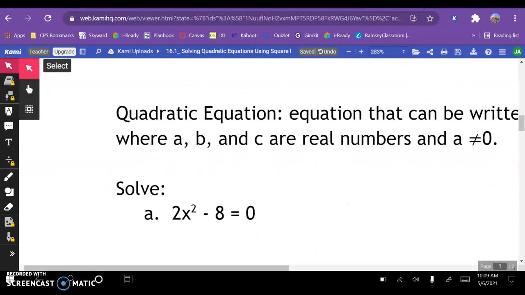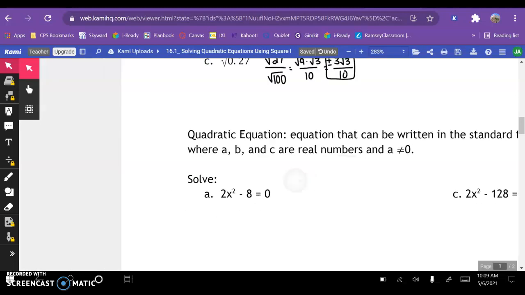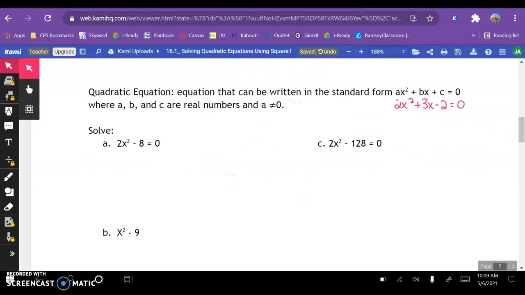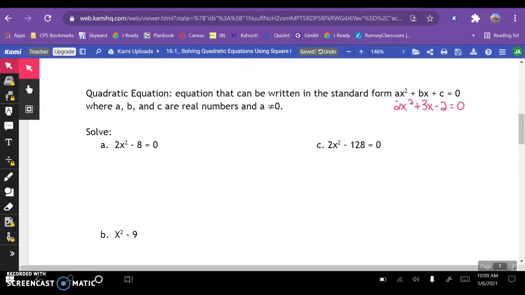All right, a quadratic equation. A quadratic equation is an equation that can be written in standard form, ax squared plus bx plus c equals 0, where a, b, and c are real numbers, and a can never be 0. So I wrote an example there in pink underneath. That is something where a, b, and c are numbers, and that's what some of our problems are going to look like, or very similar to that.